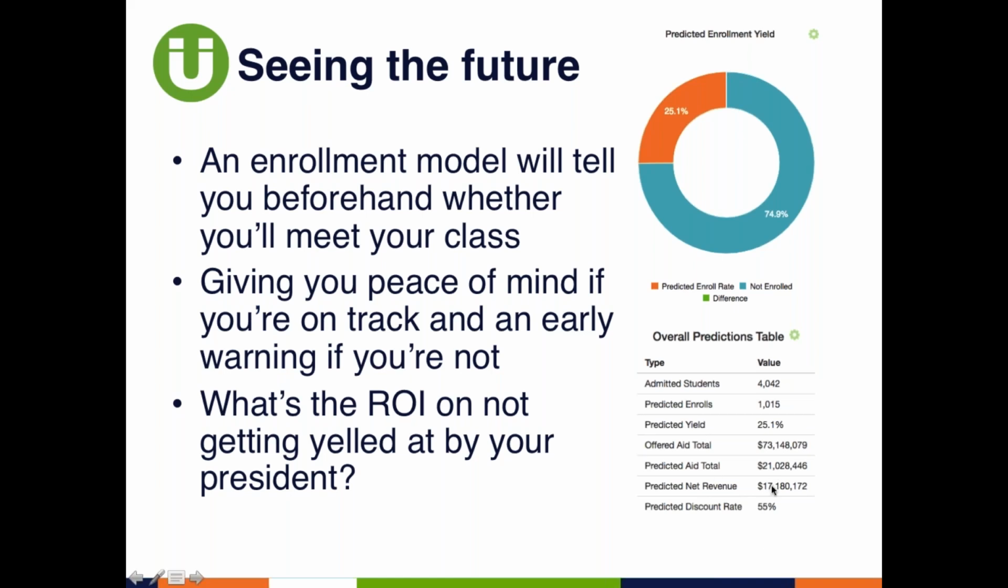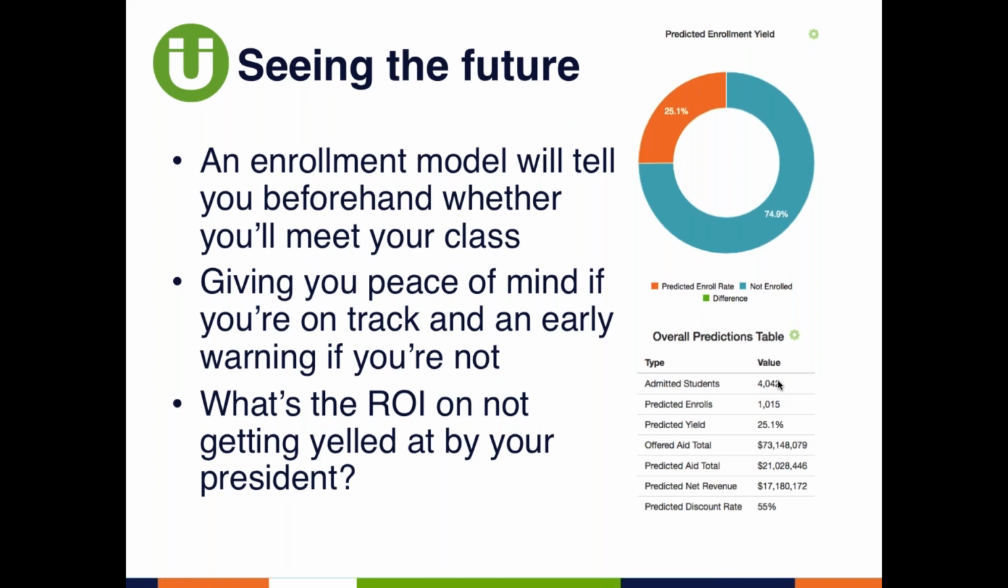Given their aid and also their tuition, we're predicting about a 17 million net revenue and a discount rate. So this gives a pretty good picture of what that class is likely to look like, given the students that they've admitted at this point in time.